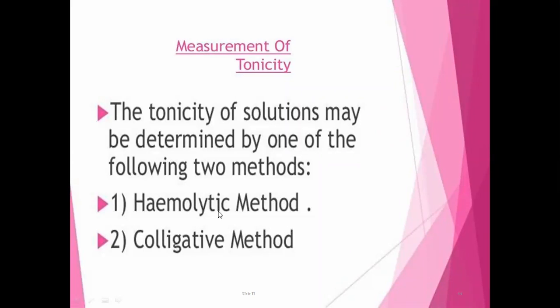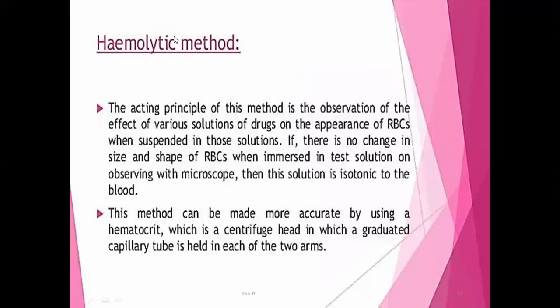Number one is the hemolytic method and second is the colligative methods. So what is the meaning of the hemolytic method? In this method, the effect of various solutions of the drug is observed on the appearance of red blood cells when they are suspended in the solution.